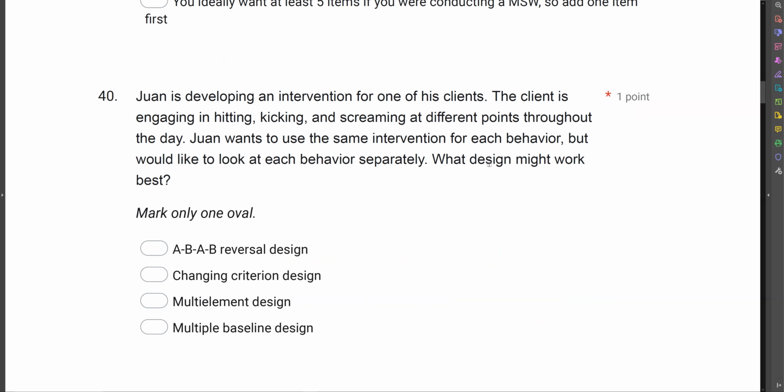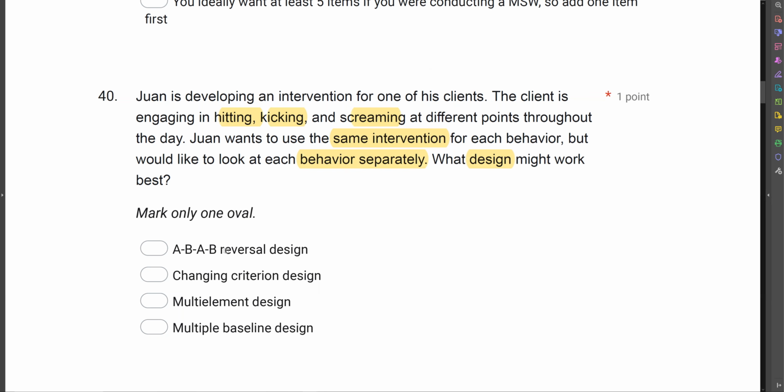Now immediately, right? Well, the question is asking about design, so we're thinking experimental design. But immediately, what jumps out at me is he wants to use the same intervention, but wants to look at each behavior separately. What's going to be the best way to do that? I've got a single intervention that I'm trying to use for multiple behaviors because I've got hitting, kicking, and screaming. And they're happening at different points during the day. So what design might work best?